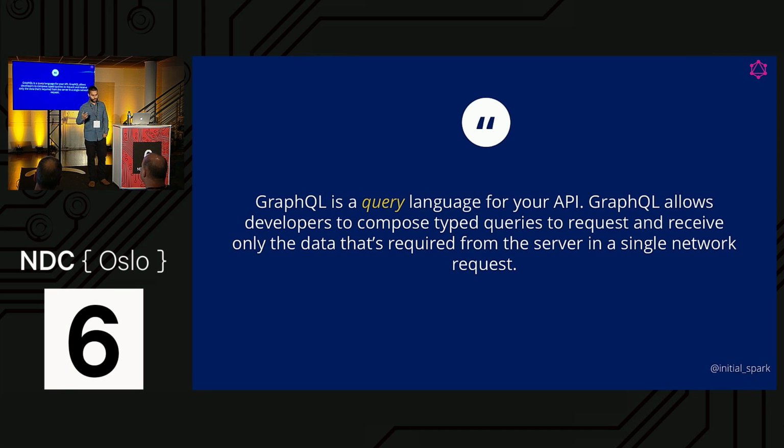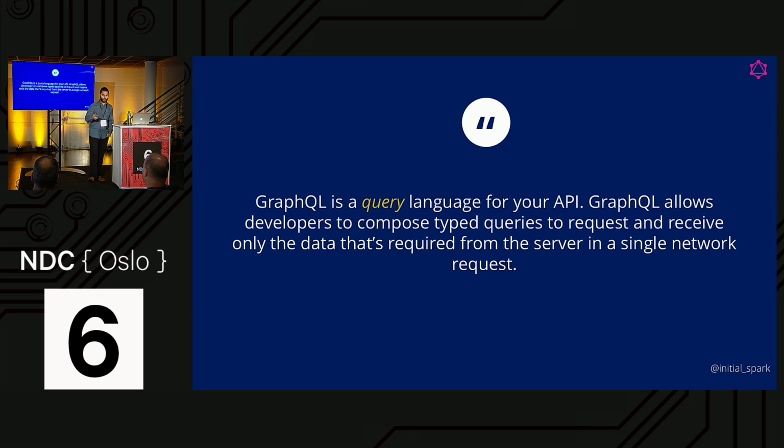So GraphQL is a query language at its heart. And this is a fundamental difference between what GraphQL and REST is. REST is an architectural style, and it's a way that we can build APIs. But this is a query language. It's the fundamental difference. They're two different things.